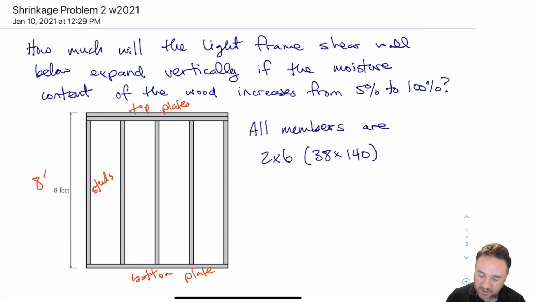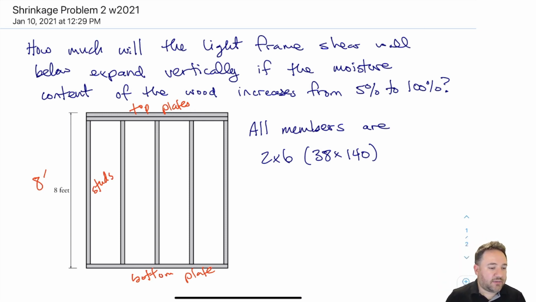We want to know how much this light frame shear wall is going to expand vertically if the moisture content increases from 5% to 100%. So let's say wherever this is, it happened to get really wet. Maybe I had a failure of my rain screen outside, the envelope has failed, a lot of water has come in, and the moisture content has gone up to 100%.